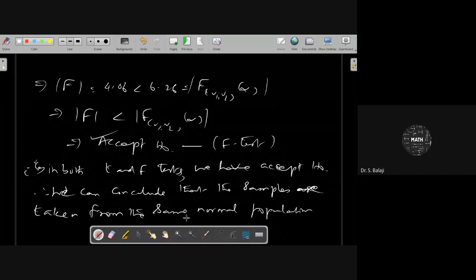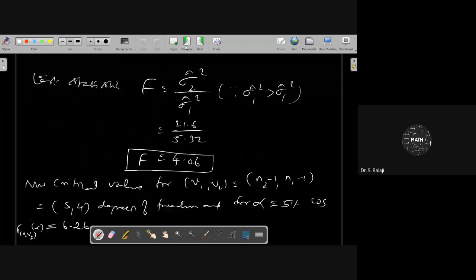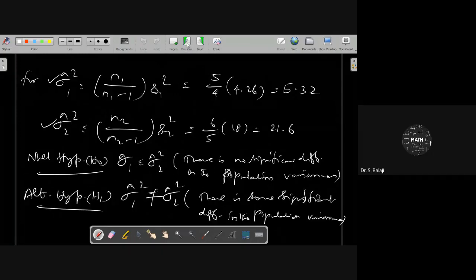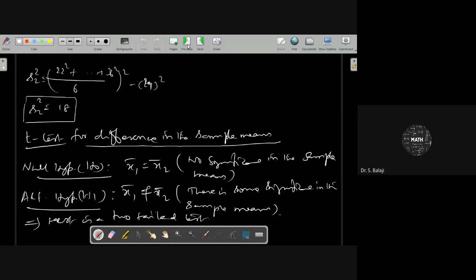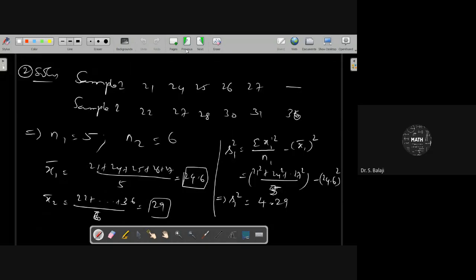This is the idea. If any one of the tests rejects H0, then you cannot conclude like that. You have to conclude that the samples are not taken from the same population. This type of problem is very, very important. Definitely you can expect one question from this type of idea. And the samples are taken from the same normal population. Further, you have to calculate x1 bar, x2 bar, s1 square, s2 square.